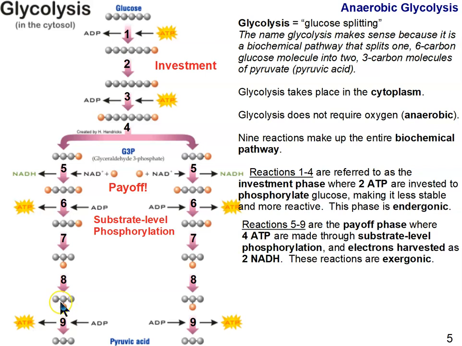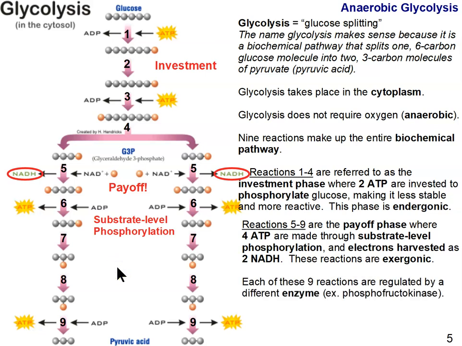There's a phosphate on this molecule, but there's not one on this molecule, so that phosphate was taken off of that molecule, which would be referred to as a substrate, and placed onto ADP to make ATP. So that's substrate level phosphorylation. So all the payoff here is NADH in the form of electrons and 4 ATPs.